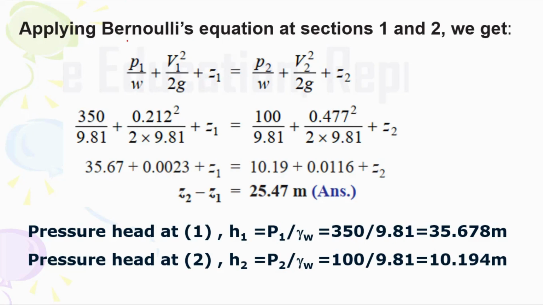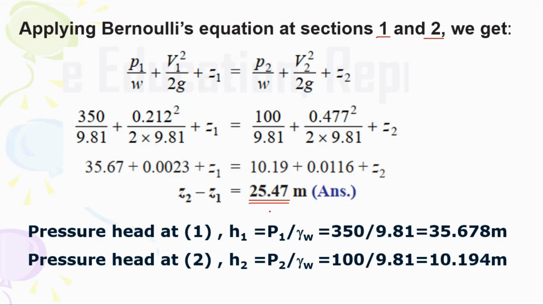So applying Bernoulli equation, which is energy equation, at section 1 and at section 2, we get P1 over specific weight at section 1, V1 square over 2g plus Z1, the same. So pressure head, velocity head, potential head. If you equate both, you can find the difference. All known values will be entered, then you can rearrange the equation. Z2 minus Z1 will give you this equation. So this is the elevation difference between section 1 and section 2, which is 25.47 meters.